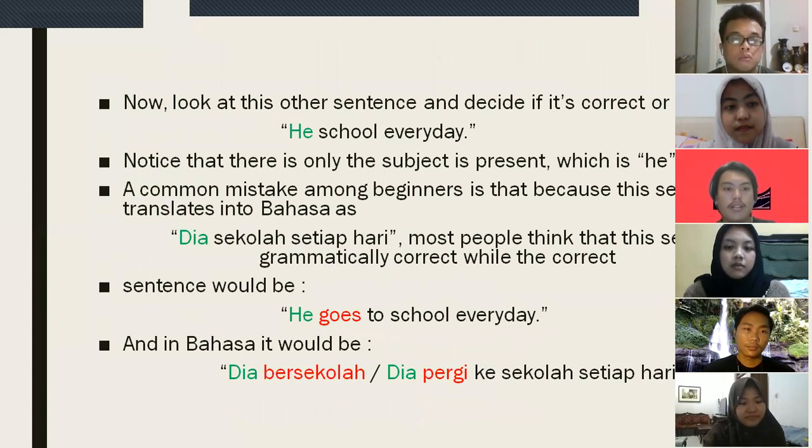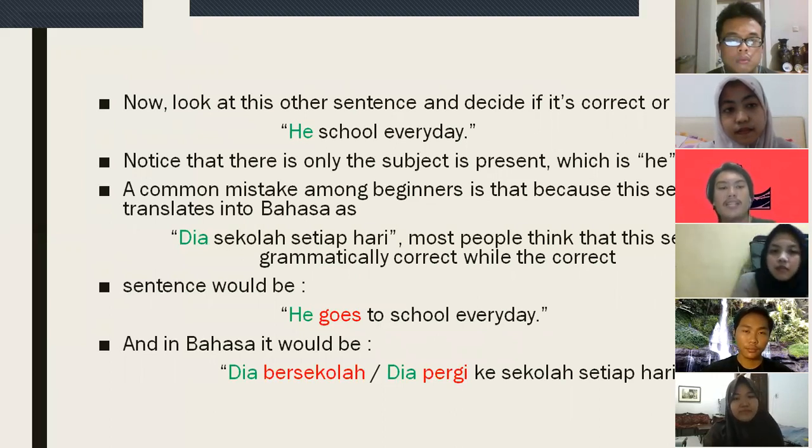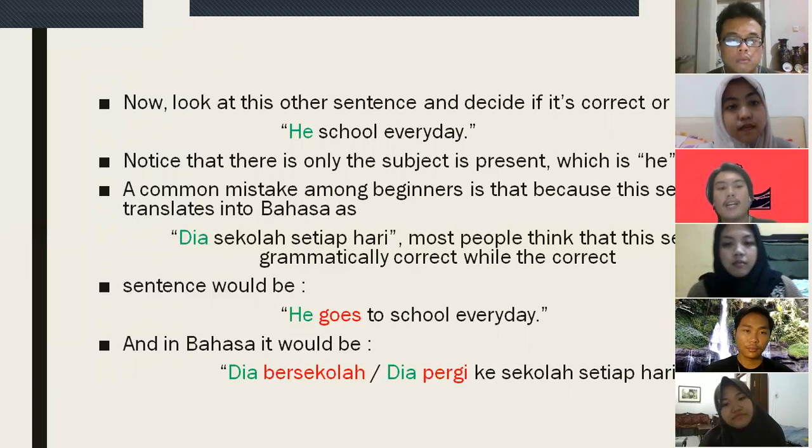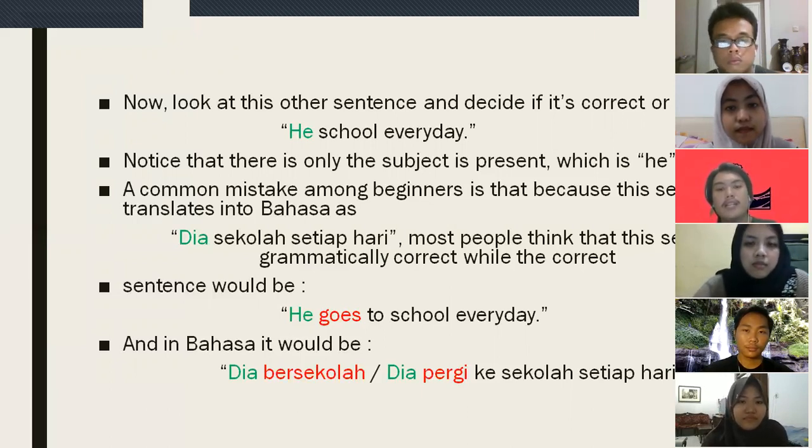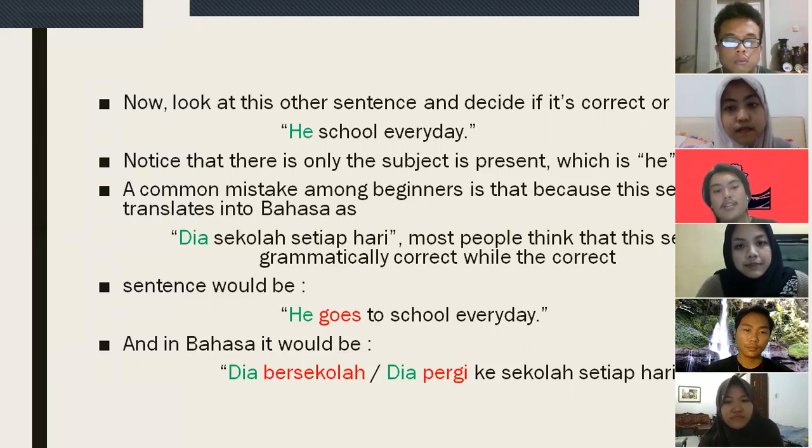Okay, now look at this other sentence and decide if it's correct or not. He school every day. Now notice that there is only a subject present, which is he. A common mistake among beginners is that because the sentence translates into Bahasa as dia sekolah setiap hari, most people think that this sentence is grammatically correct, while the correct sentence would be he goes to school every day. And in Bahasa, it actually means dia bersekolah or dia pergi ke sekolah setiap hari.